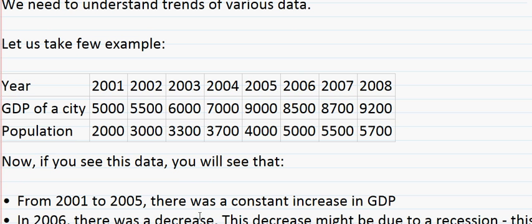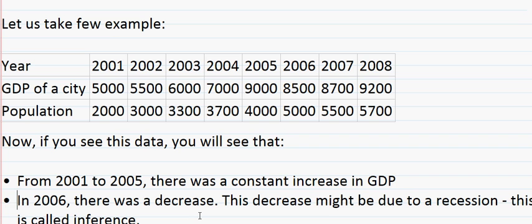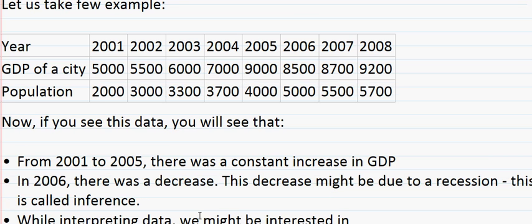Right? We can definitely look at the GDP numbers and say that GDP is increasing from 2001 to 2005, and in 2006 it decreased. Now why was this decreased? This decrease might be due to a recession, right? So this is called inferencing from the data. We are getting information out of this data. Similarly, if you look at the population numbers, you would see the population numbers are always increasing, right? So the population from 2001 to 2008 is always increasing.